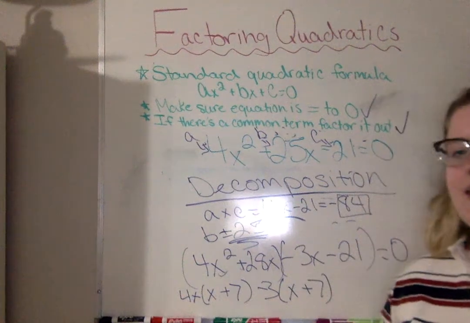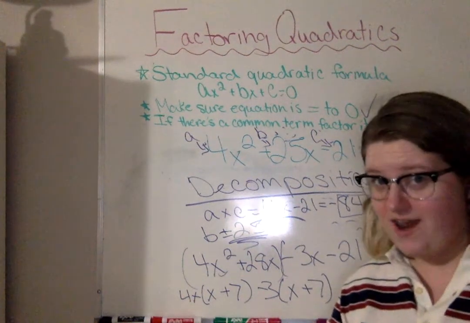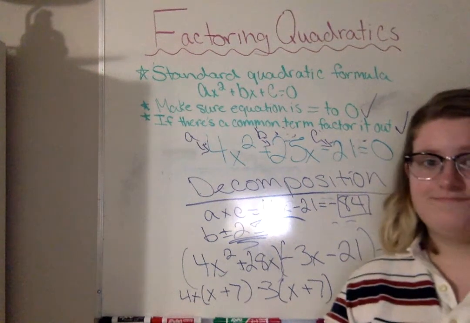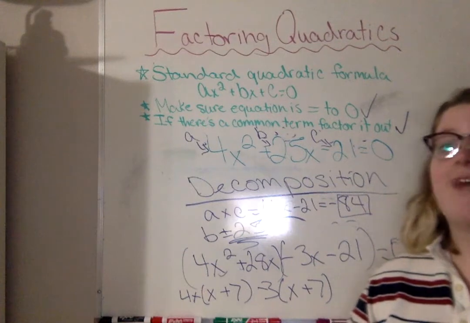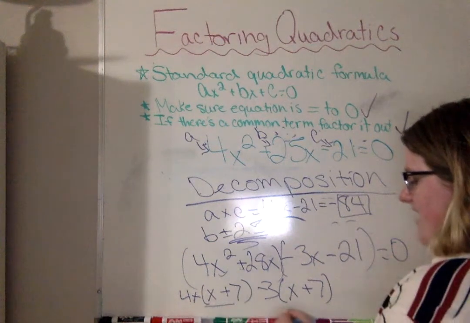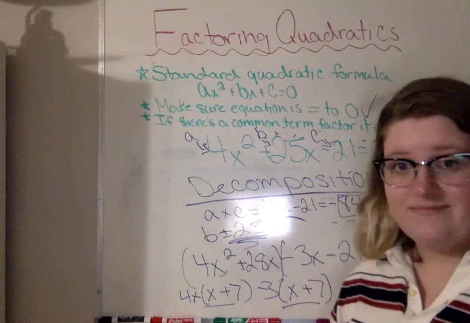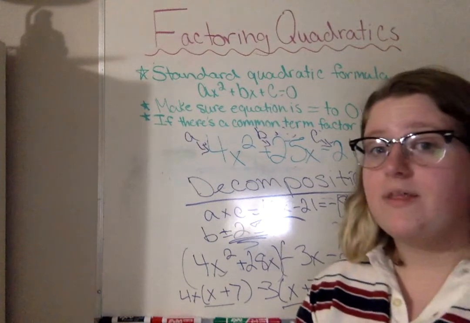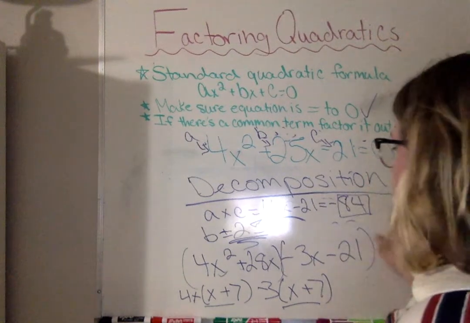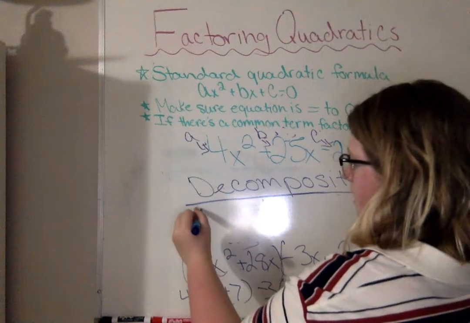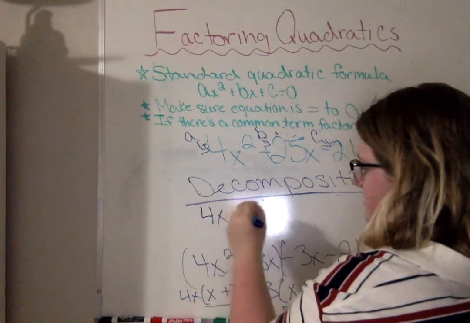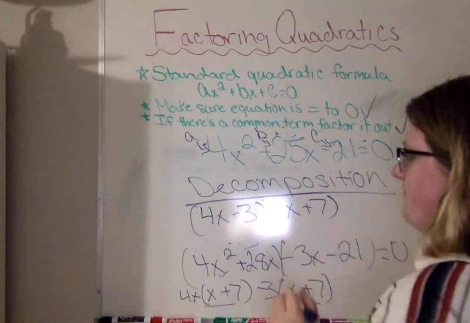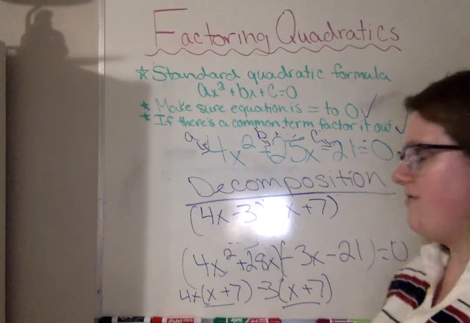Now, can anybody see anything strange that's going on in the equation? You're right. X plus 7 and x plus 7 is repeated. So we can factor out the common term and then group the remaining terms. So that's going to look like 4x minus 3 and x plus 7. So that's where we're at right now, yes?